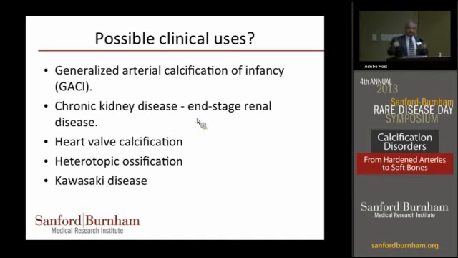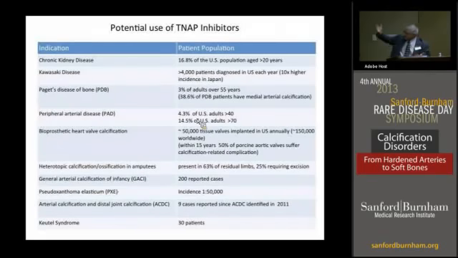Heart valve calcification, I think, is another area where this therapeutic approach could have an influence. Heterotopic calcification, something that Eileen Shore is going to discuss today extensively. Perhaps Kawasaki disease. We also have experts in Kawasaki disease. So all issues of arterial calcification or inappropriate calcification could potentially be dealt with a TNAP inhibitor. And these are some of the incidences of these conditions, which you know better than me.